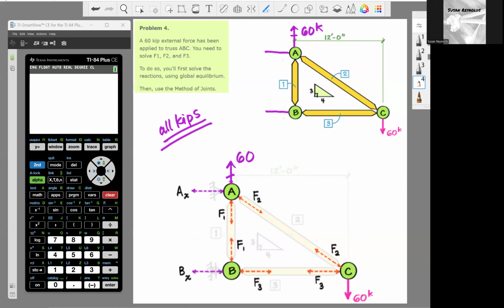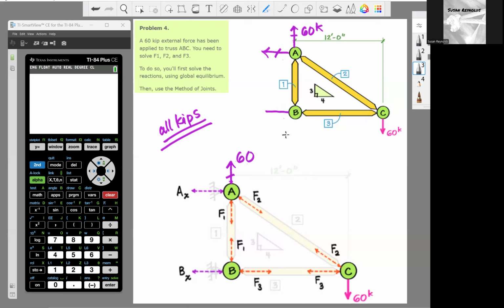Let's do a little more qualitative equilibrium. If I were to do a qualitative moment equation about B, the truss tends to rotate clockwise due to the 60 kip force. So I need to anchor the top of the truss at A with a tension force, a pull. We could think about that as nailing it into the wall or gluing it to the wall or welding it to the wall. We could also do that quantitatively.